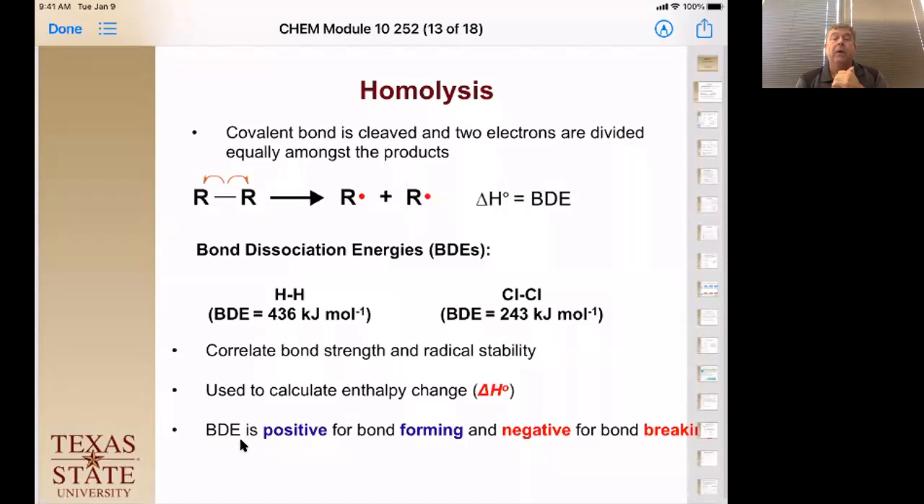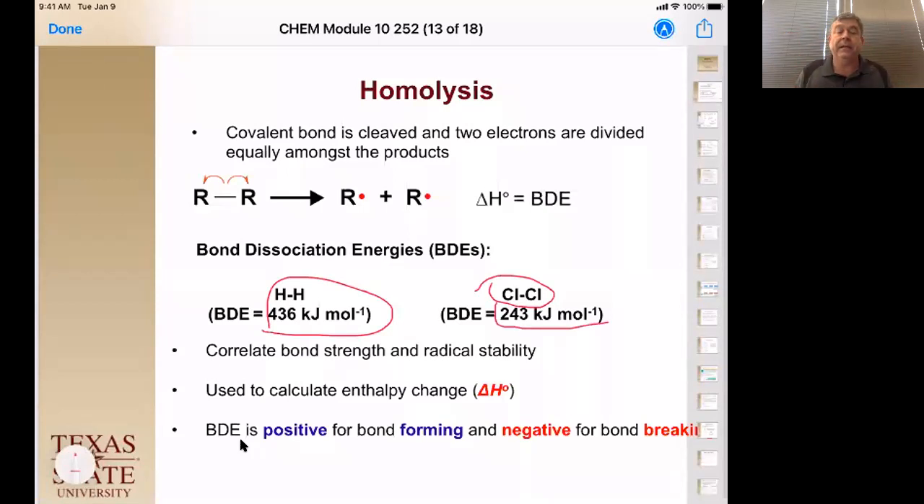Because neither one's more electronegative than the other, the homolysis, or breaking apart equally, is going to be very common, okay? And we have an energy associated with this, okay? To break a bond, you need to put energy into that bond to break it into those two radicals, which are that high energy state, okay? So the energy it takes to break a hydrogen-hydrogen bond, or the bond dissociation energy, is 436 kilojoules per mole, which is pretty high. But to break the chlorine-chlorine bond, it's actually lower at 243. So the idea here is that the bond strength and radical stability are going to be correlated.